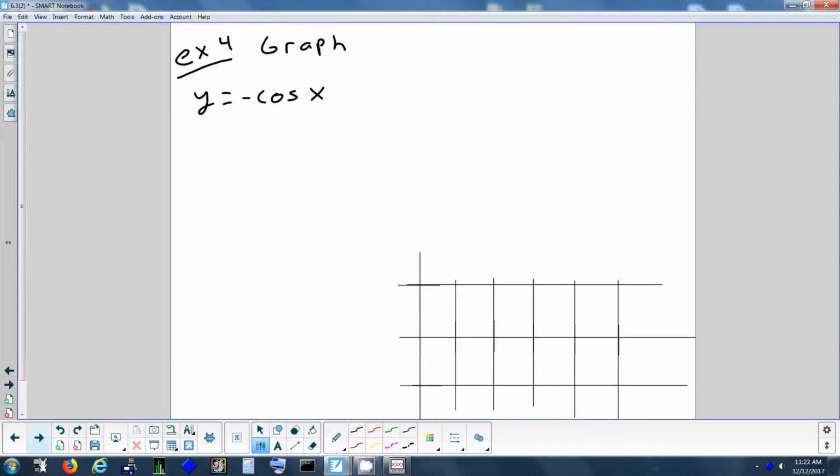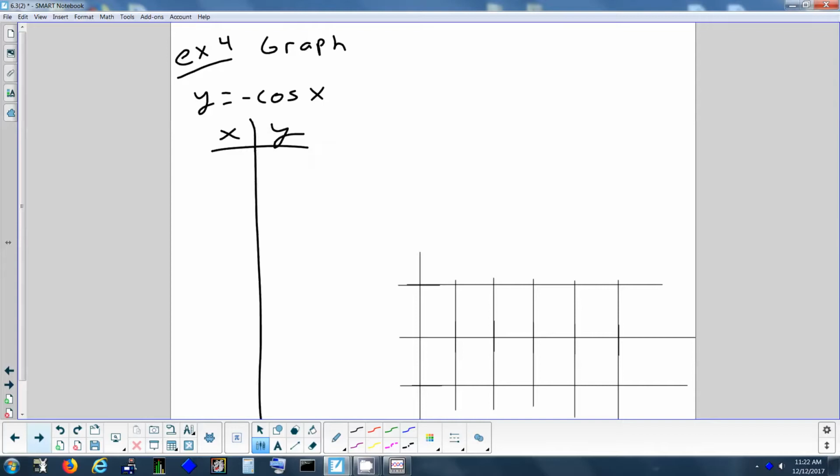What's the amplitude of that function? 1. So that's what the amplitude always is. So technically, this is not an amplitude change. The amplitude is not changing, but something's happening. It's negative. What's the negative going to do? Flip it. So all the y values that were positive become negative, and all the negatives become positive.